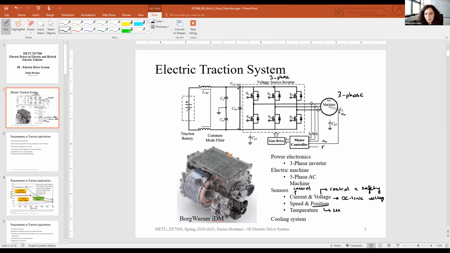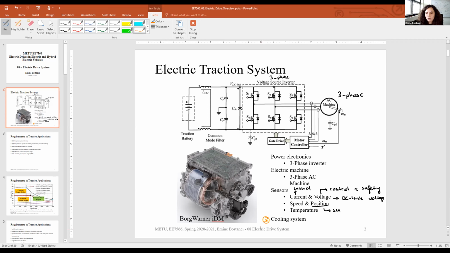Plus, we are going to measure the temperature all over the drive system. We are going to measure the temperature of the inverter and the temperature of the motor, so that we make sure that our system is operating within the allowed temperature limits. Therefore, the cooling is going to be a very important part of our drive system.